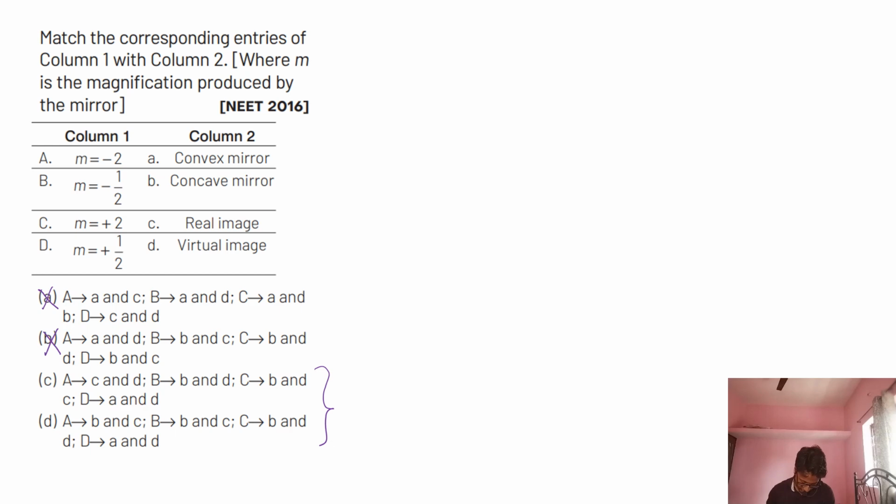So option A, C and D out here. One cannot be a virtual and real image at the same time, no? So this by default cannot be a valid option. So the correct option is option number D.